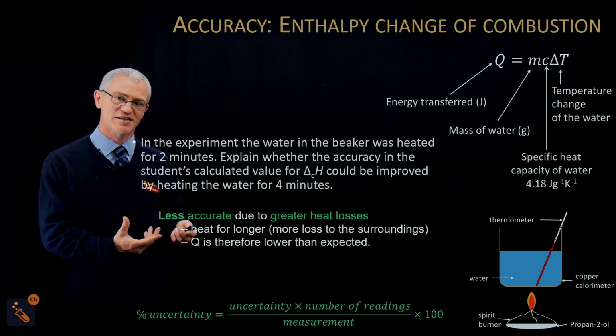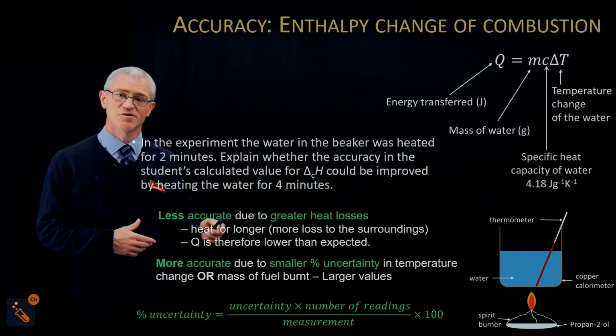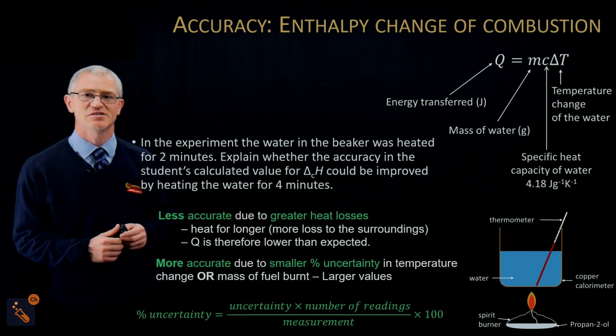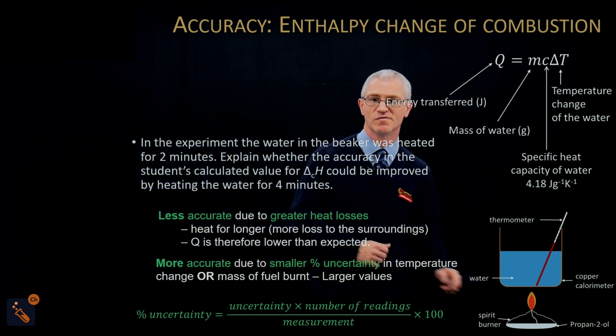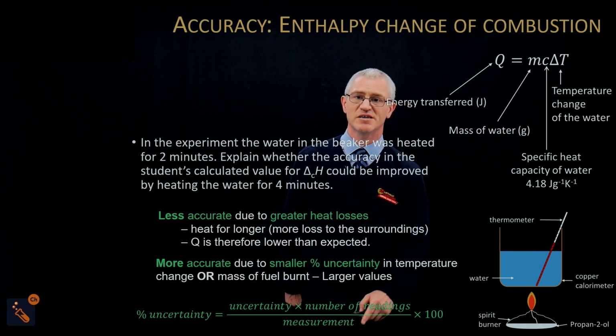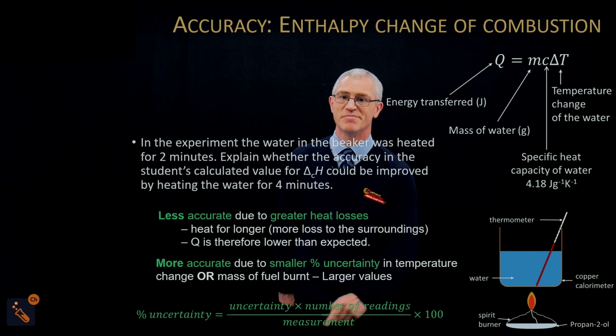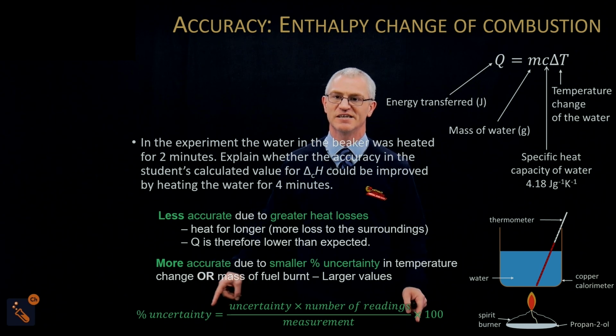Okay, that makes sense. Now this is one of those questions where there are two answers, and both are totally acceptable. It's less accurate, or it can be more accurate. It can be more accurate because of smaller percentage uncertainty. Now I told you before I put the question up that, for example, if you heat it for longer, you're going to burn more fuel, which means your mass of fuel burnt will be larger, which means your mass of fuel, if you're doing percentage uncertainty, is this measurement at the bottom. If the denominator here gets larger, the uncertainty therefore gets smaller.